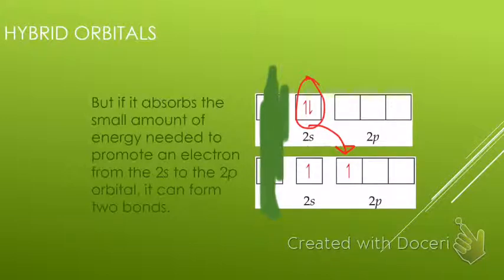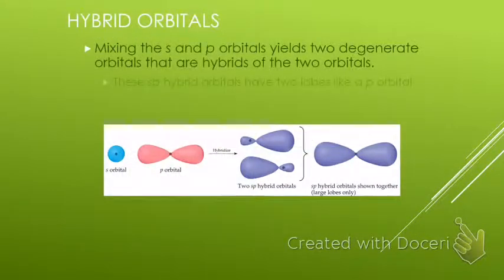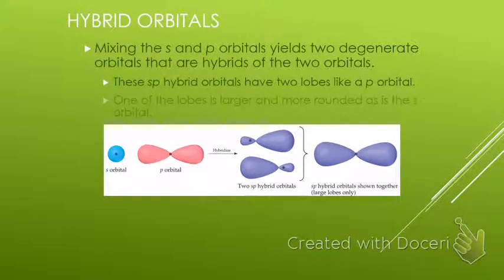Okay, and in doing so, we now have two singly or unpaired electrons, one in the 2s suborbital and one in the 2p suborbital. So you can mix these to make two degenerate orbitals, and these are called sp orbitals because we mixed one s and one p, and they have two lobes.